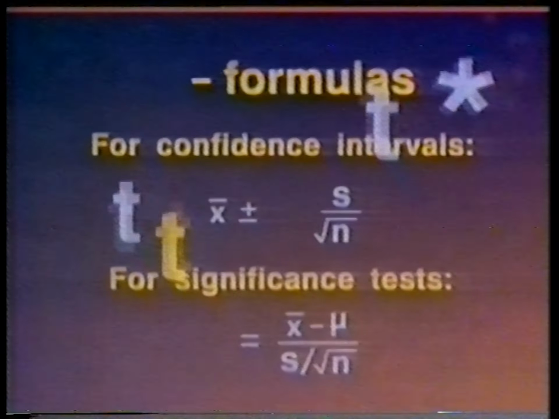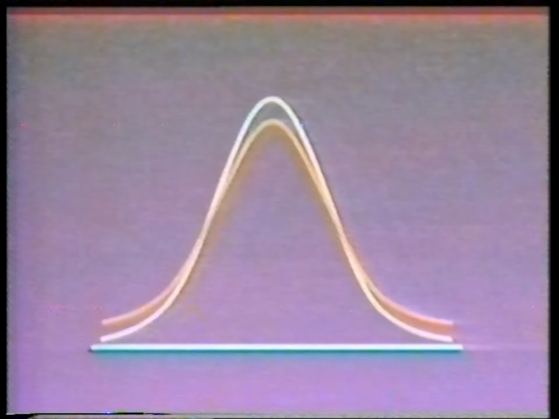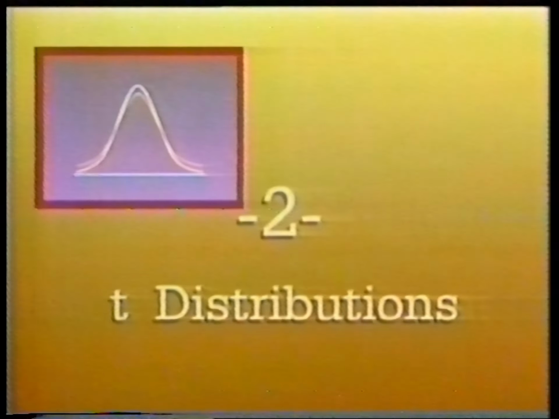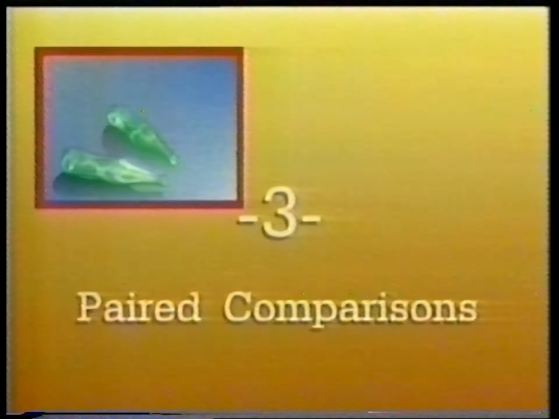We'll learn about T procedures, which are used to calculate confidence intervals and do significance tests when the population standard deviation is unknown. We'll see that T procedures are based on T distributions, which are similar to normal distributions. And we'll learn T procedures for paired comparisons, an important kind of comparative study. Let's see why the Z formulas we've been using are like over-specialized gadgets.